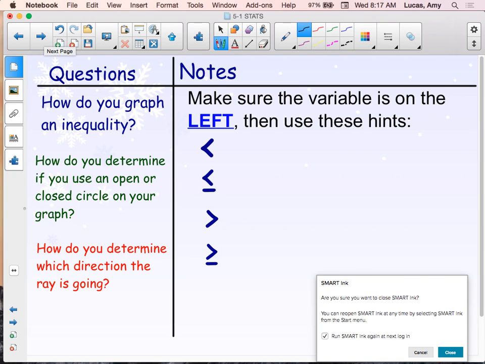Our first question here says, how do you graph an inequality? And then our second question, how do you determine if you use an open or closed circle on your graph? And our third, how do you determine which direction the ray is going?